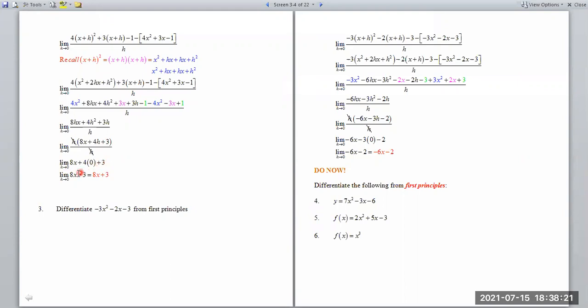So watch me. The question says to find the limit as h tends to 0 of 8x plus 3. It now becomes a constant. Why is it a constant? Because there's no more h in it. So I'm just going to write back my 8x plus 3, and that is my answer. As I said before, there are many ways to do differentiation.